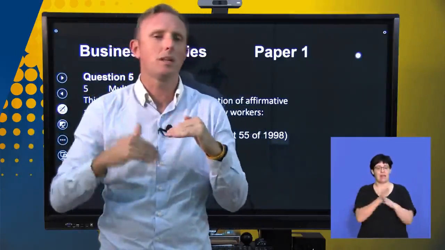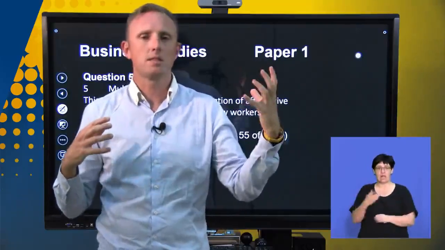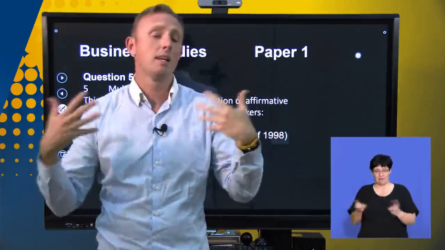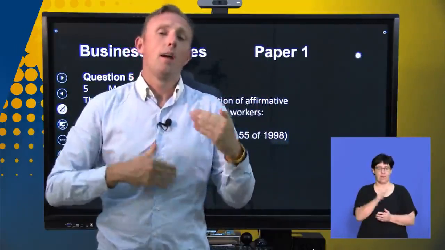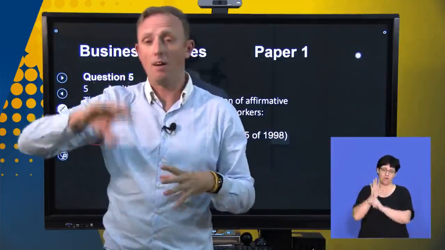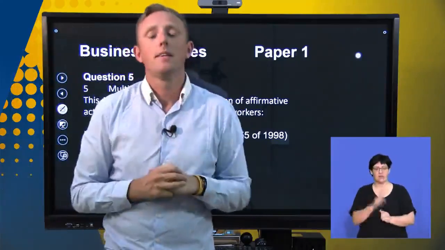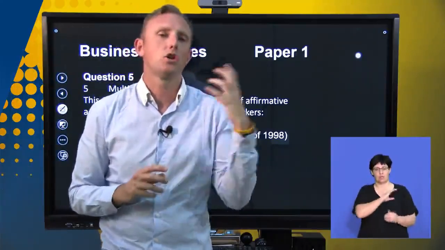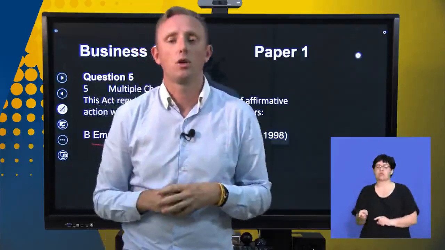So don't confuse it with the Labor Relations Act, which has to do with how business, the employer and employees interact with each other. Broad-based black economic empowerment is all about empowering previously disadvantaged individuals, but there's all those pillars that can go with that. And the Consumer Protection Act is just about making sure that we're looking after our consumers and they're not getting taken advantage of.